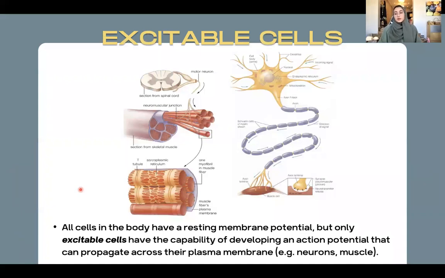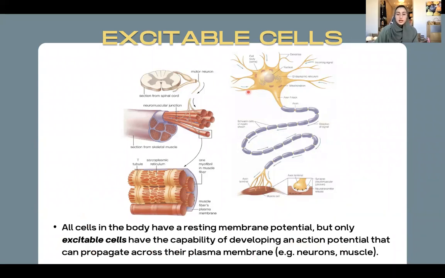So first, let's talk about excitable cells. Anything you do, whether it's intentional or non-intentional, breathing, moving your hands, picking up your phone, eating, whatever it is, requires impulses. The way that happens is by signals transmitted in the body, and those signals are transmitted through neurons or nerve cells. I'm pretty sure you guys have learned about that already. But the important thing to know is that these cells are excitable cells, meaning they have the capability to develop an action potential that can propagate across their plasma membrane.